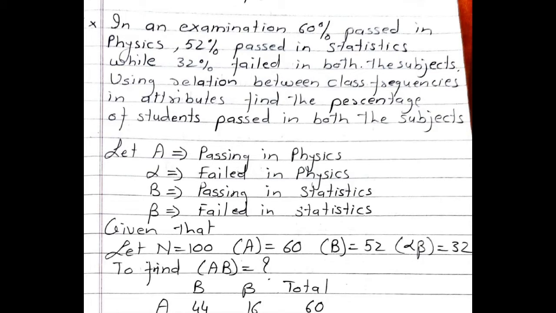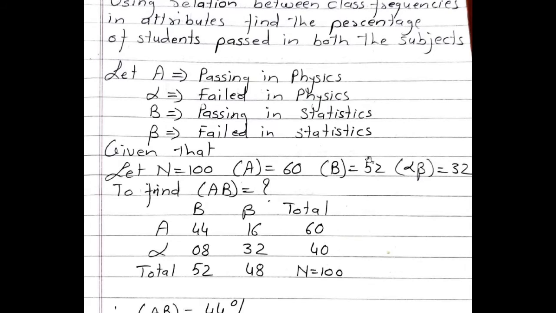According to the information, first step is to define the attributes A and B and accordingly alpha and beta. So let A denote passing in physics, alpha will denote failed in physics, B passing in statistics, beta failed in statistics. So given that n is equal to 100. Actually why have we taken n as 100? Because the data is in terms of percentage. So we are assuming that n is equal to 100, the total frequency.